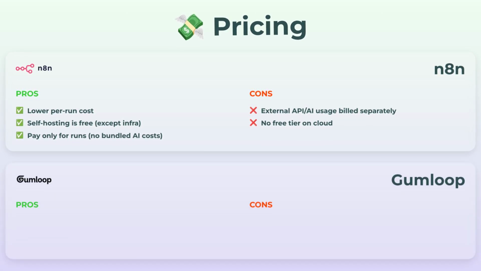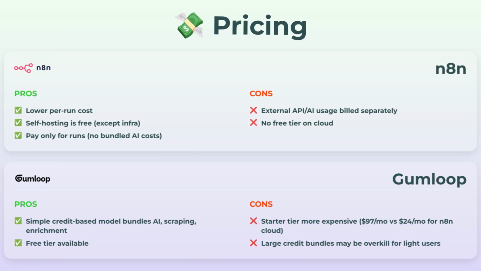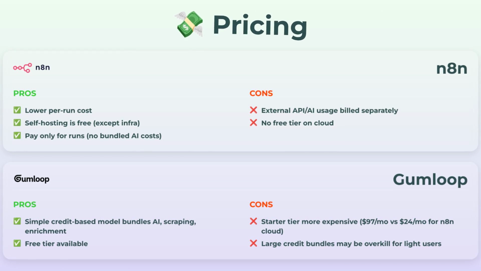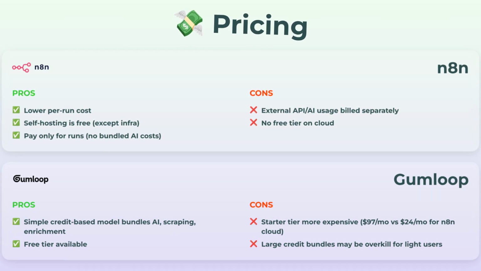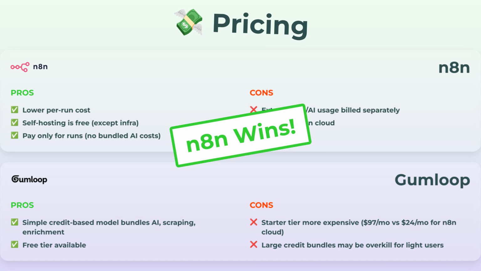Gumloop makes pricing simple. It's all credit-based and includes AI, scraping, and stuff bundled together. Big plus, free tier, but their starter plan jumps up at $97 a month compared to n8n's $24 a month, and you might be buying more credits than you ever need. If you're cost-sensitive or want max control, n8n steals this round.